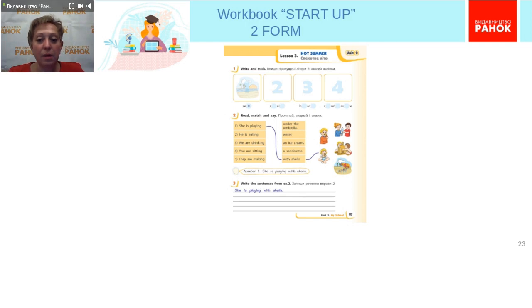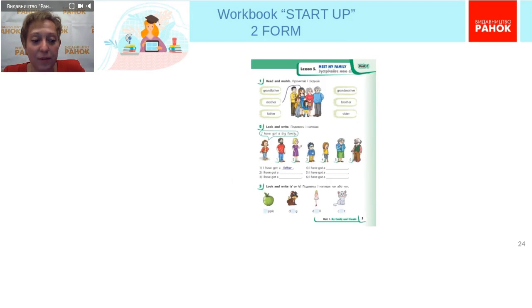Here you can see another page from the workbook. You can see the exercises for developing writing skills and reading skills and critical thinking as well, because exercise 2 is just for that. Your pupils need to match 2 parts of the sentences and then to choose the picture for every sentence. And the picture must be correct too. And again, exercise 3 helps to develop writing skills and, of course, creativity.